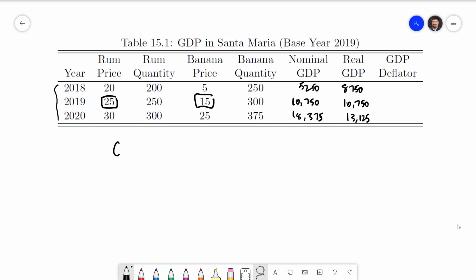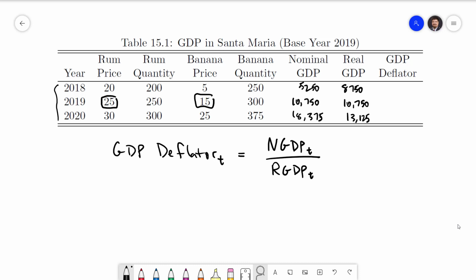Next, we are going to define and calculate the GDP deflator. The GDP deflator in time period t is defined as the nominal GDP in that same time period divided by the real GDP in that time period, multiplied by 100. The GDP deflator gives us a sense for how the overall price level in year t compares with the overall price level in the base year.